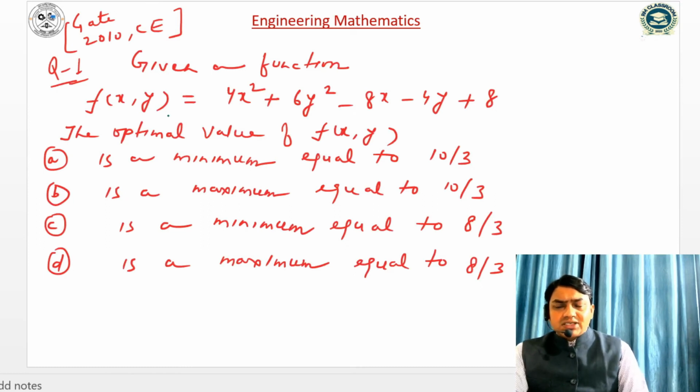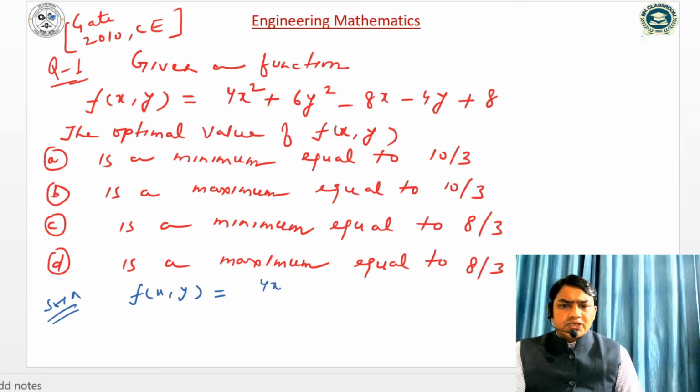The first problem, asked in GATE 2010 in civil engineering, is a function f(x,y) equal to 4x square plus 6y square minus 8x minus 4y plus 8. The optimal value of f(x,y) is: option A, a minimum equal to 10 by 3; option B, a maximum equal to 10 by 3; a minimum equal to 8 by 3; or a maximum equal to 8 by 3. So follow the same procedure whatever I have discussed.